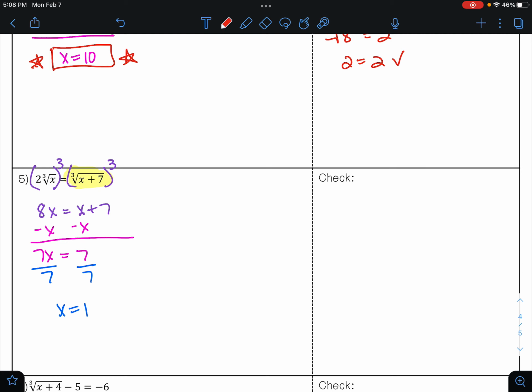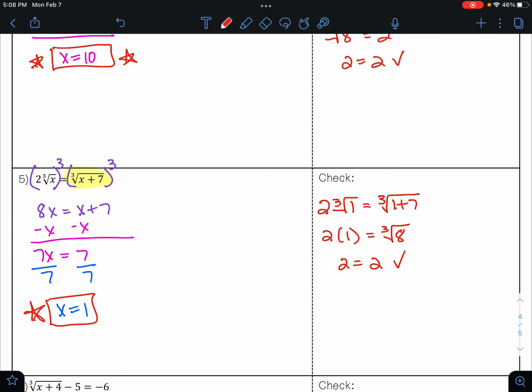So when I plug this in, I'll have 2 times the cube root of 1 is equal to the cube root of 1 plus 7. The cube root of 1 is 1. 1 plus 7 is 8. 2 times 1 is 2. The cube root of 8 is 2. 2 equals 2, so 1 is a solution.